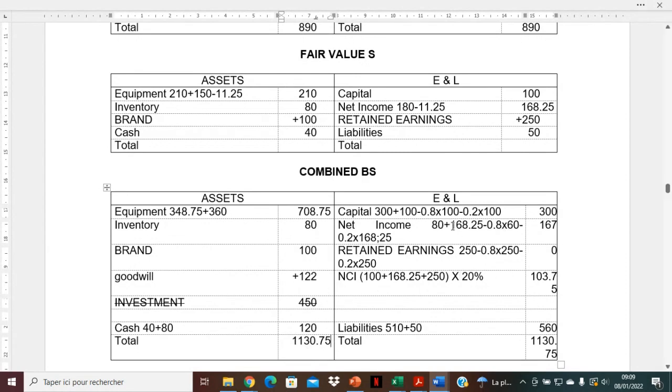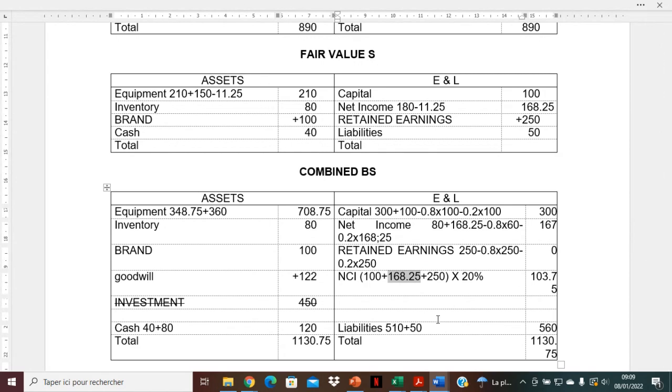Okay, so the tricky part here is in net income. Remember, I need to eliminate the pre-acquisition net income, which was 60, and I eliminate only my 80%. Obviously, I do not eliminate that for the non-controlling interest. Non-controlling interest, they don't care. The subsidiary made a profit of 168 for the full year, and non-controlling interest, they hold 20% of that profit.